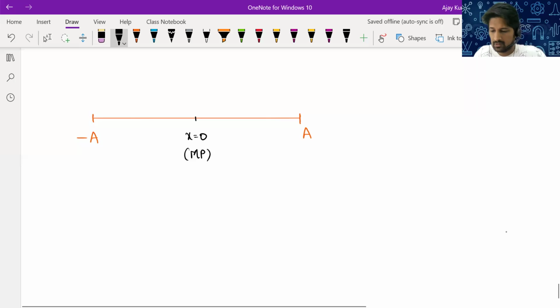Now, let us consider some more positions. Let's say x is equal to plus a by 2 and minus a by 2. Okay, the negative side will come a little later.